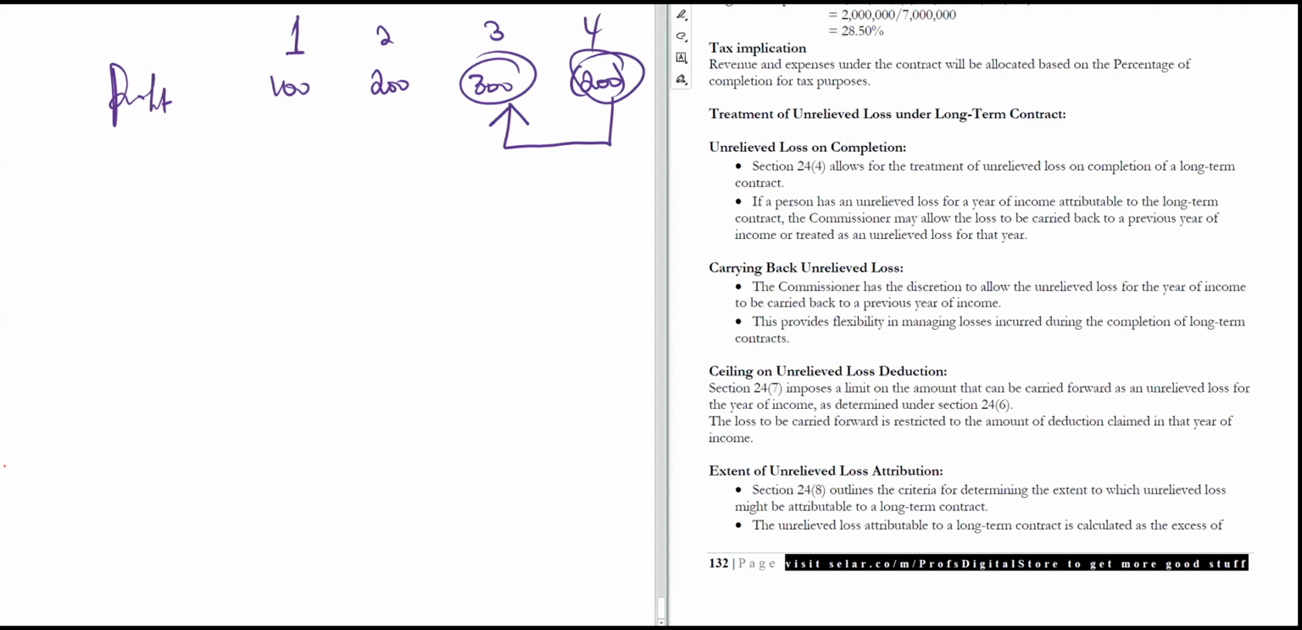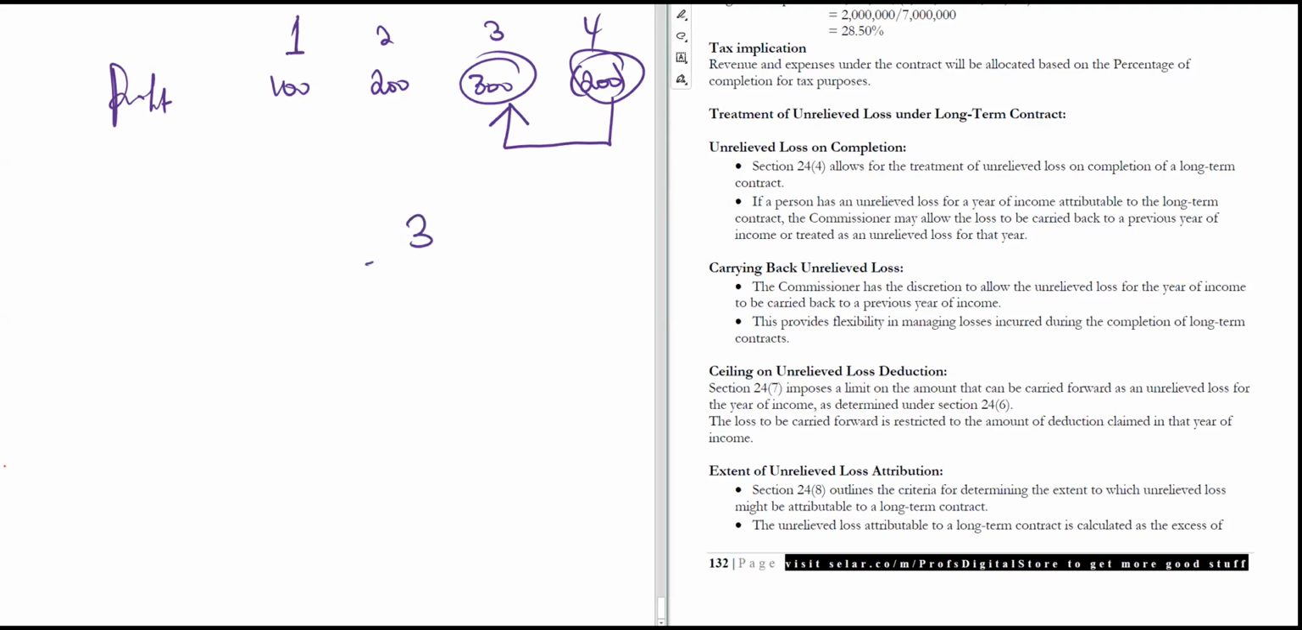So if you are doing your estimates, let's say year 1 estimate, year 2 estimate, year 3 estimate, year 4, and you realize that the profits are 100, 200, 300, and then a loss of 200. The law says that you can set this off against the profit or carry it back and deduct it from the 300, because you are estimating.